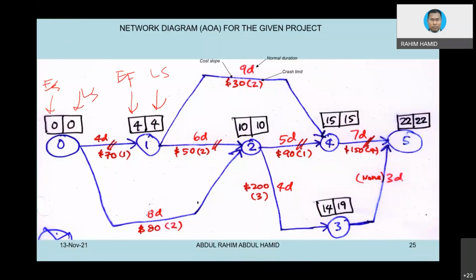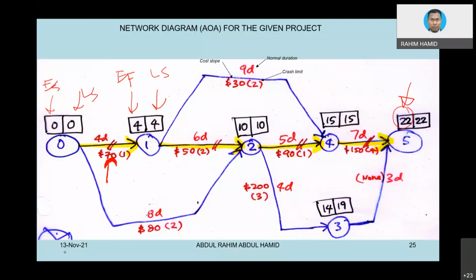Okay, so you do the calculation as we normally do. At the end of the day, you already know the project completion date, and the activities that I highlight are basically the critical path. Okay, so the critical path is activity 01, 12, 24, and 45. And what else? What information do we need? Okay, this one. What does this mean? Sorry.